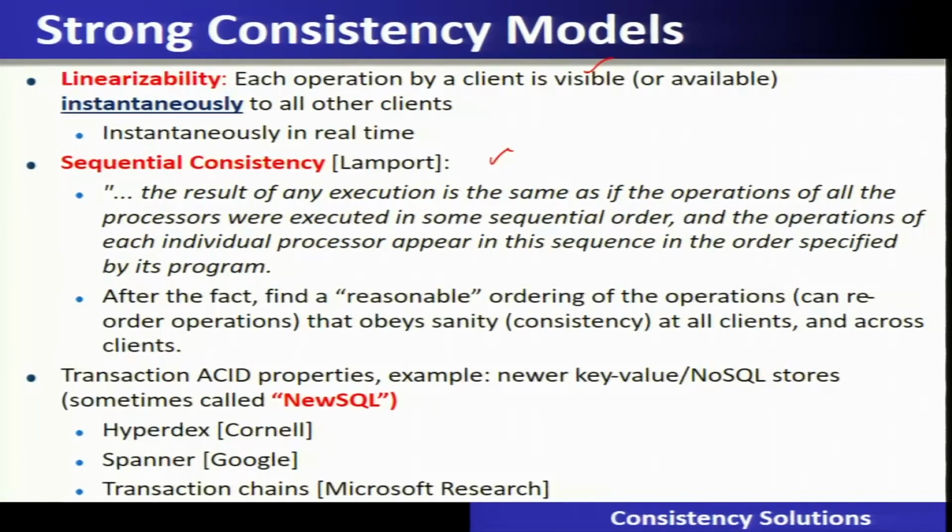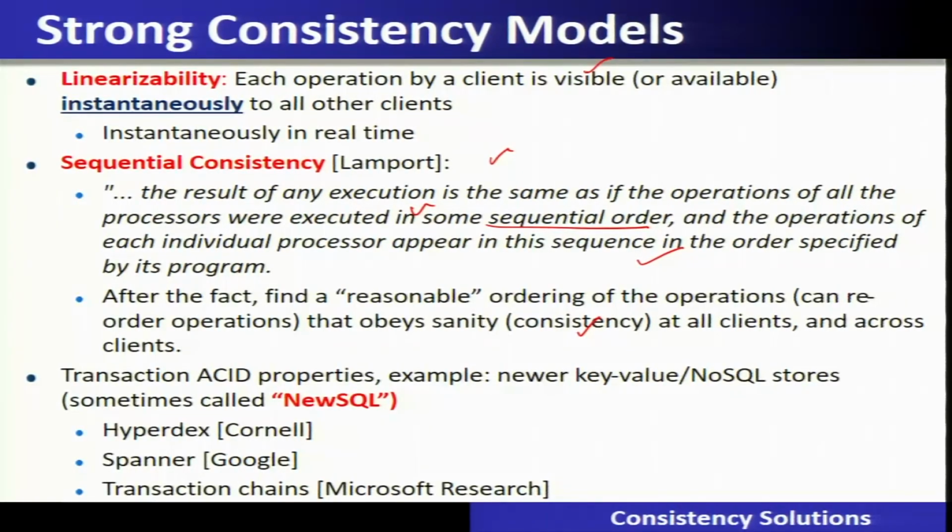Sequential consistency, which is supported by Lamport, means the result of any execution is the same as if the operations of all the processors were executed in some sequential order, and the operations of each individual processor appear in this sequence in the order specified by the program. So, to find out the value, a reasonable ordering can reorder operations that obey consistency across the clients.